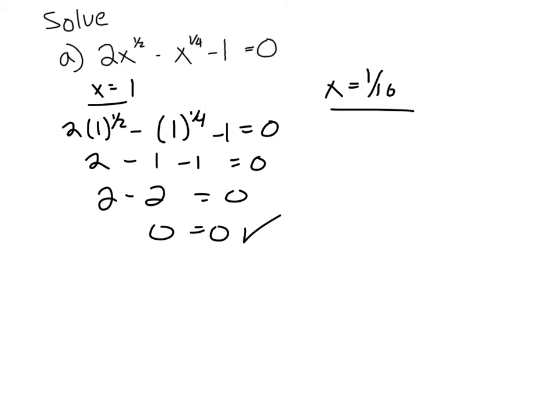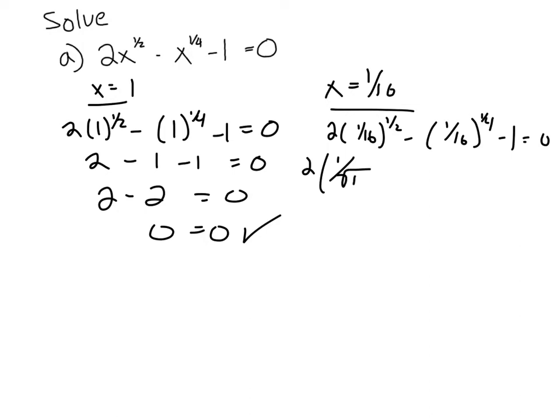Alright, so now x equals 1/16. Let's check this one. So we'll have 2 times 1/16 to the 1/2 power minus 1/16 to the 1/4 power minus 1 equals 0. The 1/2 power basically is like the square root of 16. Square root of 1 is just 1, so that's why I just left it as a 1 up there. And then this would be the 4th root.